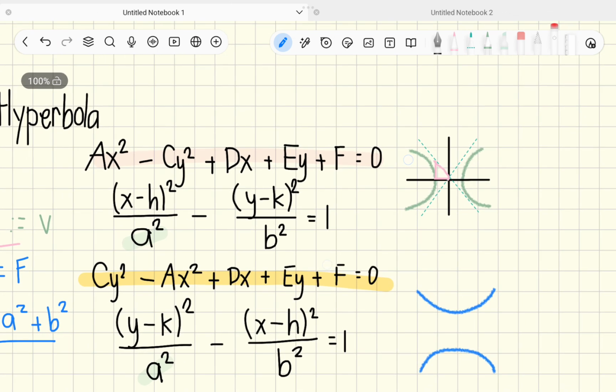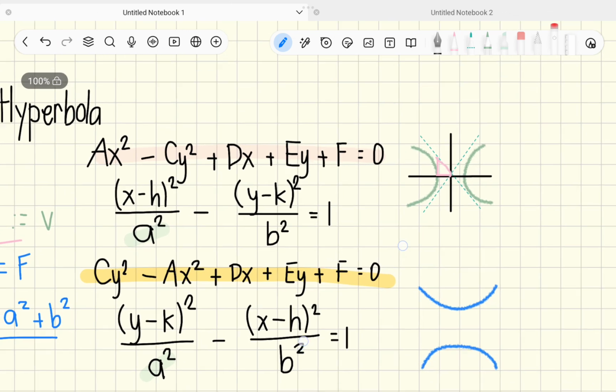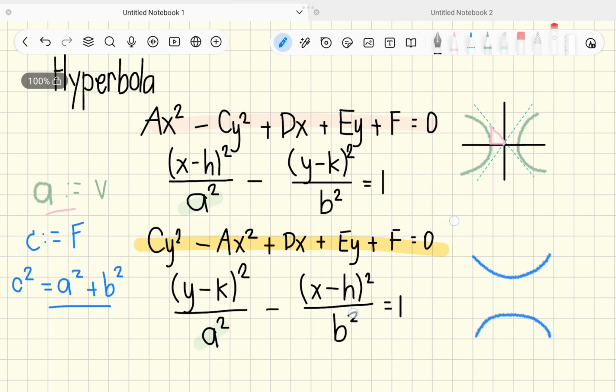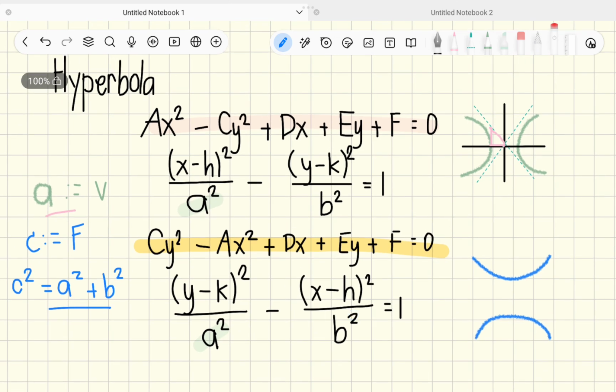Alright? So these are the things that you'll have to remember so that you'll be able to get the idea of how your hyperbola will look. Aside from that, you can get the length of your transverse axis and conjugate axis from a and b.